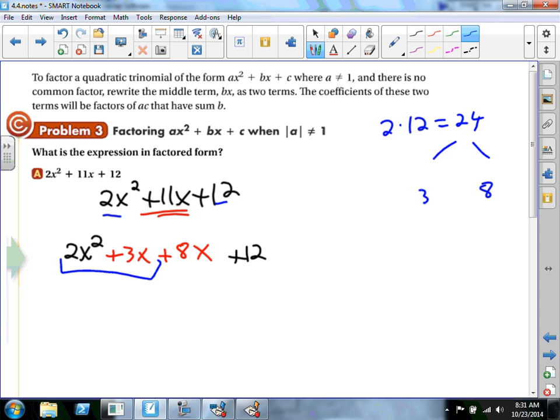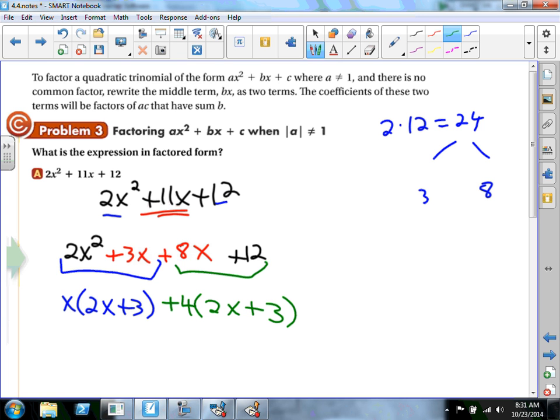I'm looking at these first two terms, and I'm going to factor an x out, which leaves a 2x plus 3. I'm looking at these next two terms, and I'm going to factor out a 4, which leaves behind a 2x plus 3. If I understand the way the distributive property works, and the way binomials work, what I realize then is my answer is going to be 2x plus 3, and then the other part is going to be x plus 4. Okay?